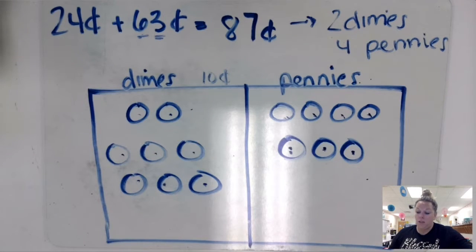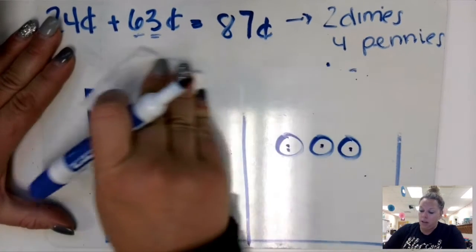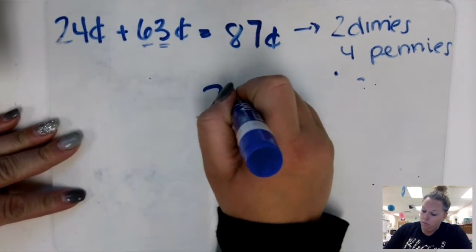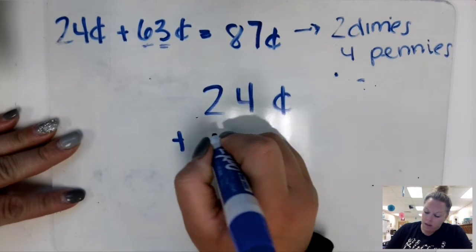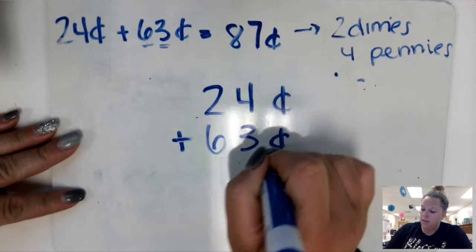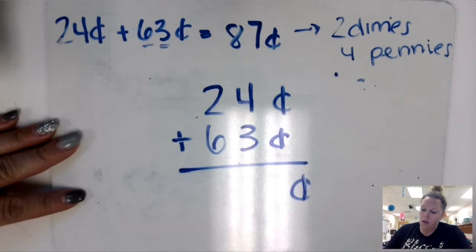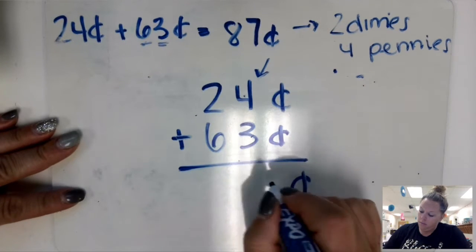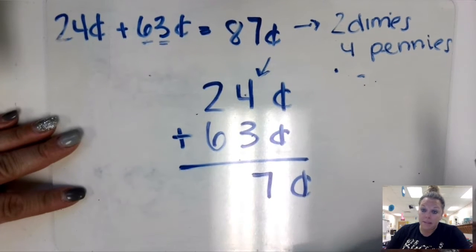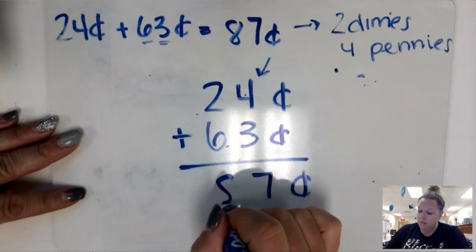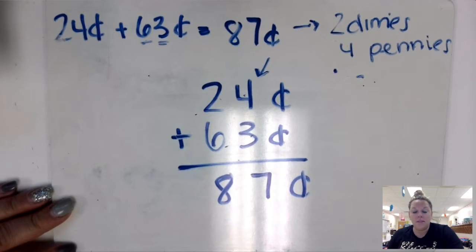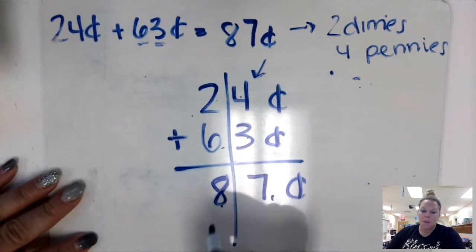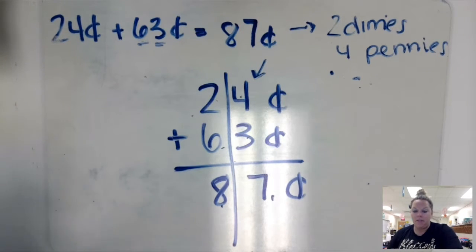And now if I wanted to change it up and write the problem vertically, it's going to be giving us the exact same answer. So 24 cents plus 63 cents. I always have to start over here. Excuse me, this is our penny spot. 4 plus 3, 7. Now I can move to my dimes. 2 plus 6 is 8. So I have 87 cents. Okay, so altogether I had 7 pennies and I had 8 dimes for 87 cents.